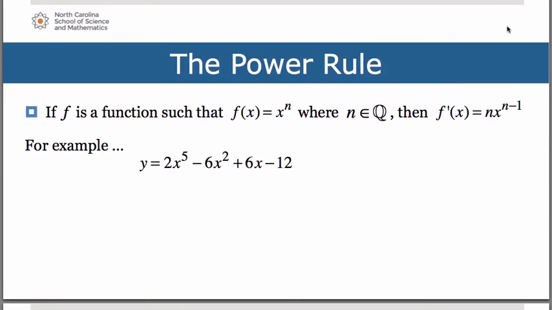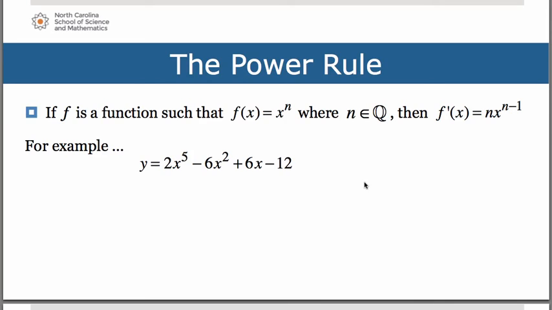So what the power rule states is that if f is a function such that f of x is equal to x to the n, where n is an element of the rational numbers. Remember, Q is our mathematical symbol for the rational numbers. And remember what a rational number is: any number that can be expressed as a fraction. Then f prime of x, the derivative, is equal to n, which was the exponent, times x now raised to the n minus 1 power. So let me give you a really quick little example.